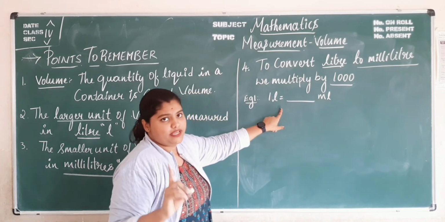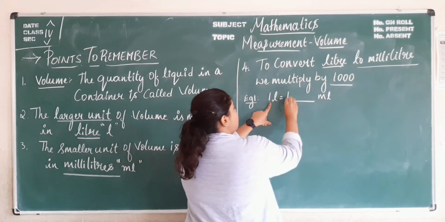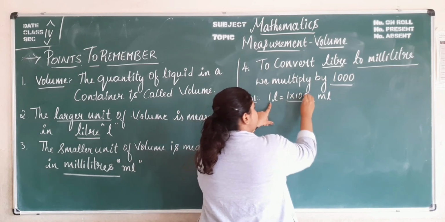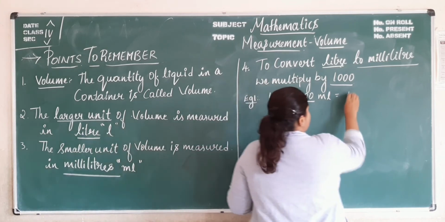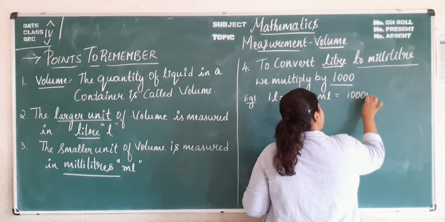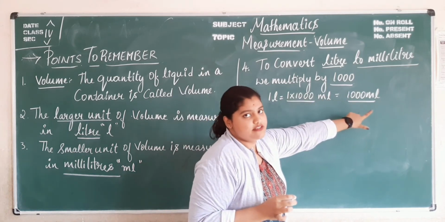I should multiply by 1000. So what is there here? Which number is present? 1. So I will multiply 1 into 1000. So what is 1 into 1000? 1000 milliliter. So 1 liter is equal to 1000 milliliter.